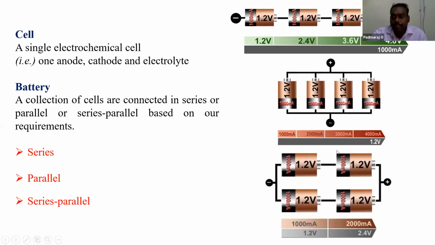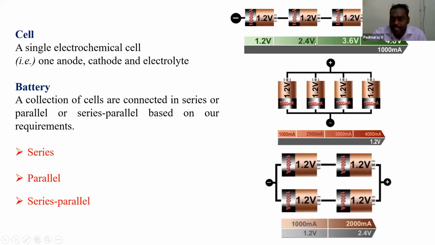Here I am showing the pictures of how to make the series connection and how to make the parallel connection. These are the batteries here, 1.2 volt batteries. Each battery is 1.2 volt and 1000 milliamp. If you connect the batteries in series, what will happen? How do you make the series connection? The positive of one battery is connected with the negative of the second battery, then the positive of that is connected with the negative of the third battery. Like that you do the series connection.